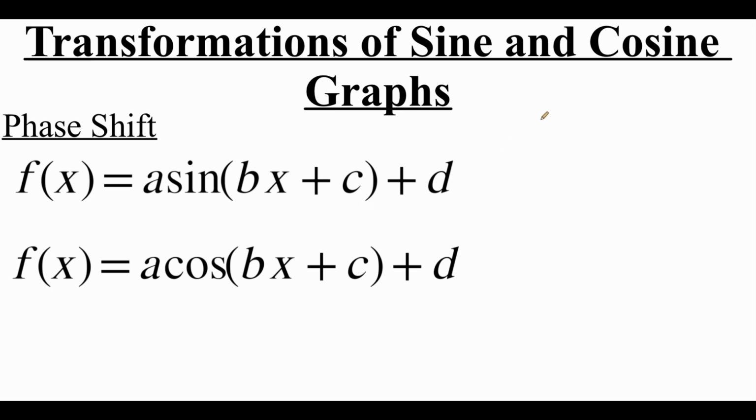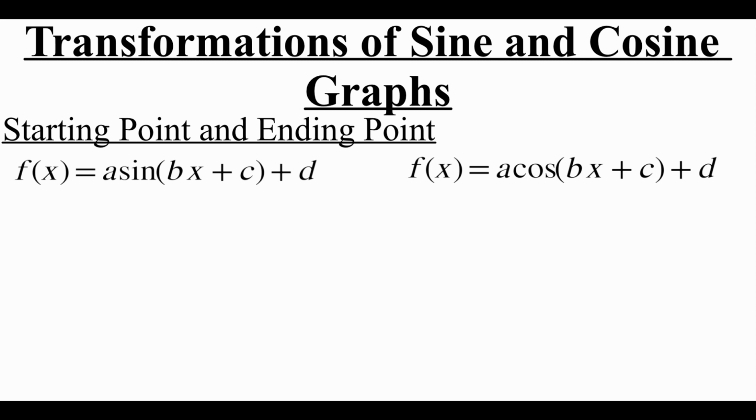Just like when we looked at functions earlier this year, if we looked at something that had f of x plus c, that plus c inside of the parentheses moved our graph to the left by c spaces. So the same thing is going to happen here with this plus c, but instead of just calling it a horizontal shift, we call it a phase shift.